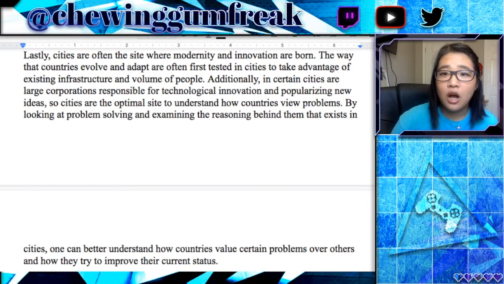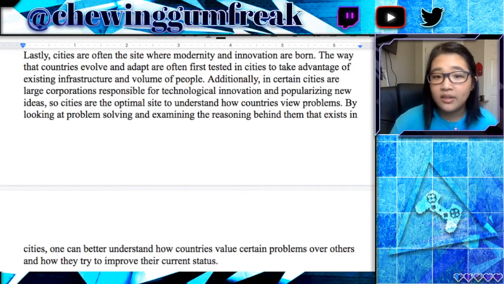I don't really talk enough about why modernity and innovation are crucial to understanding a city and why those things are related to problem solving and a country's values. This is a really common mistake that a lot of people make, which is kind of assuming the relationship between different ideas that they talk about. So I really think that this can be strengthened just by adding a sentence or two in each area, specifically bridging the gap between all of these ideas.